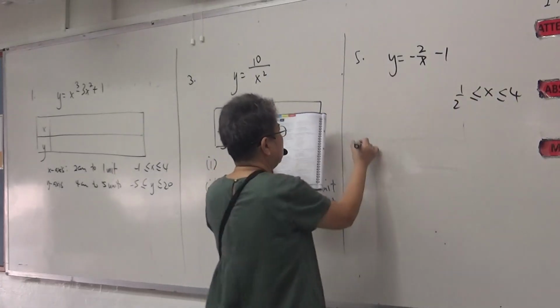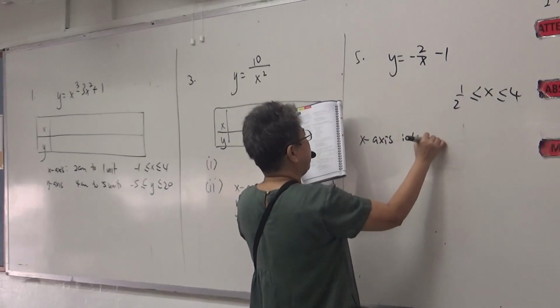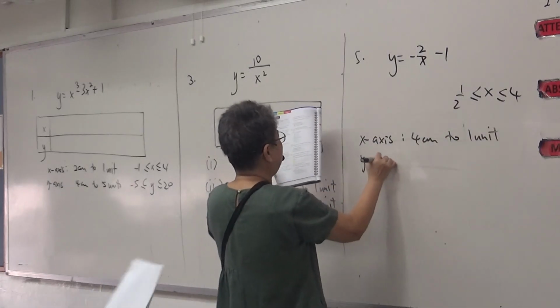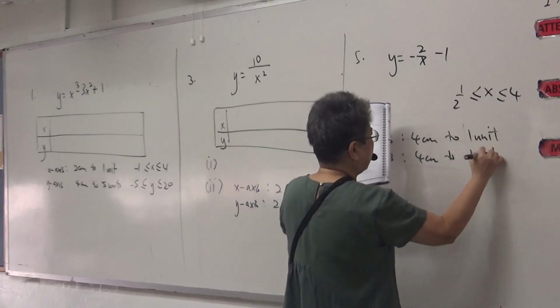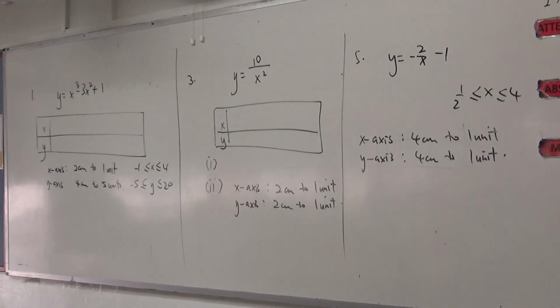Using a scale, the question says using a scale of 4 cm to 1 unit on both axes, draw the graph of this and then find the values. Now, can you tell me what is so no good about this question? Did they give you the table? They didn't give you the table. So we have to come up with the table.